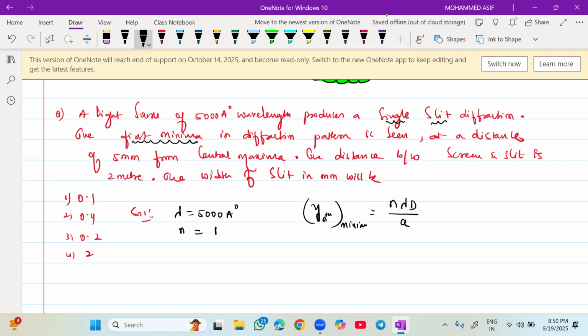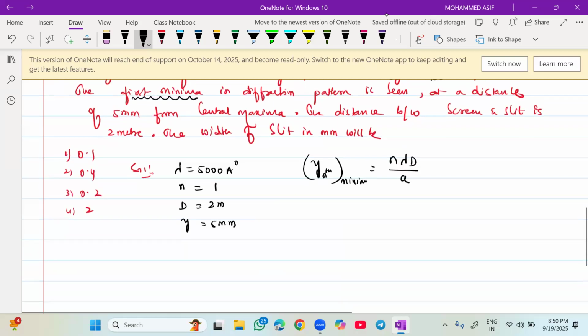At a distance of how much, beta? 5 mm. That means capital D is how many meters? The distance between screen and slit is given here as 2 meters. And the first minimum of the diffraction pattern is seen at a distance of 5 mm, which means y is given as 5 mm. The width of the slit is being asked, so that means what is the a value?